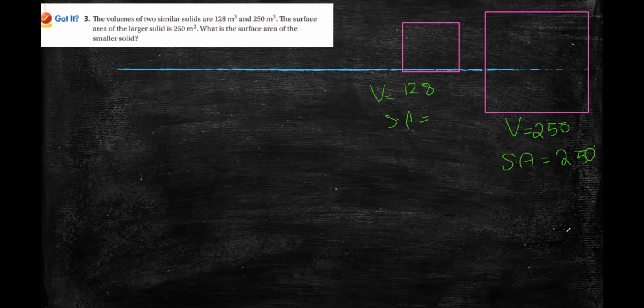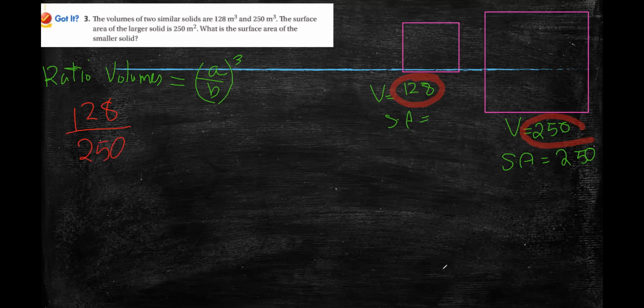So here, as we did, I can write the ratio of the volumes. The ratio of the volumes gives me the cube of the scale factor. So the ratio of the volumes will be 128 over 250. This will be the cube of the scale factor. But I don't need the cube of the scale factor, I need only the scale factor.